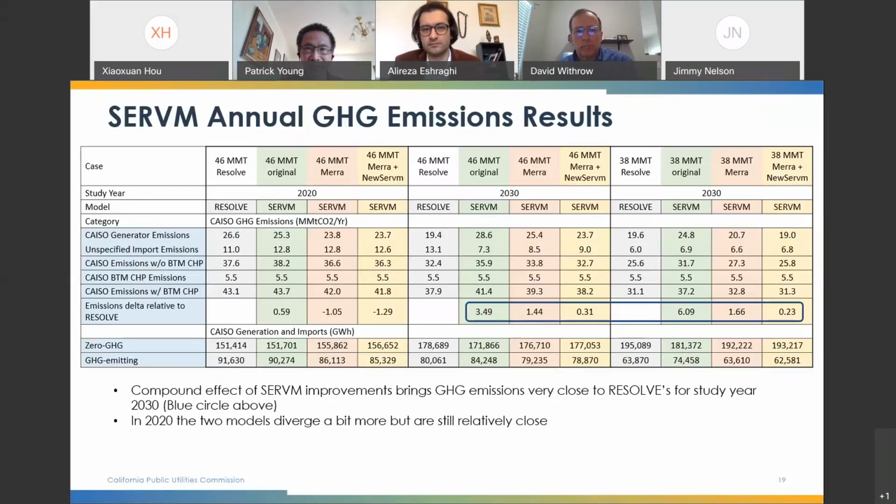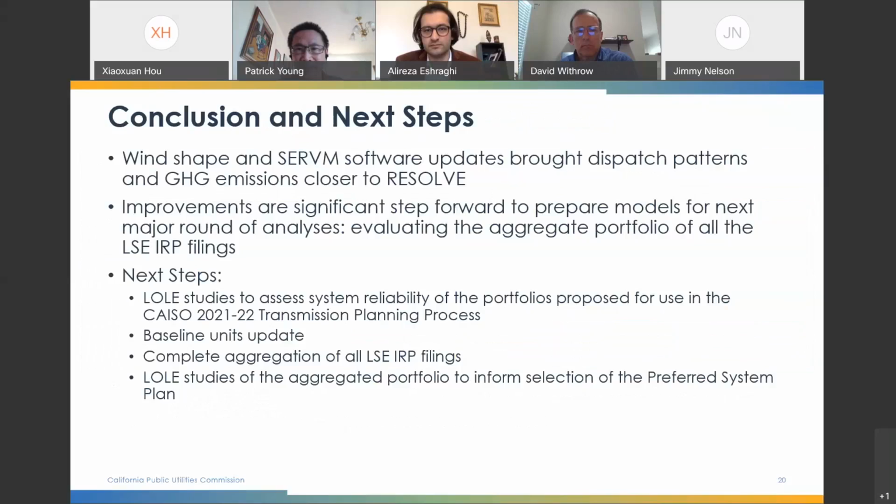Okay, last slide. So the conclusion and next steps. The wind shape and SERVM software updates brought dispatch patterns and GHG emissions closer to Resolve. We think these improvements are a significant step forward to prepare the models for the next major round of analyses. And that would be evaluating the aggregate portfolio from all of the LSE IRP filings that were submitted in September of this year.